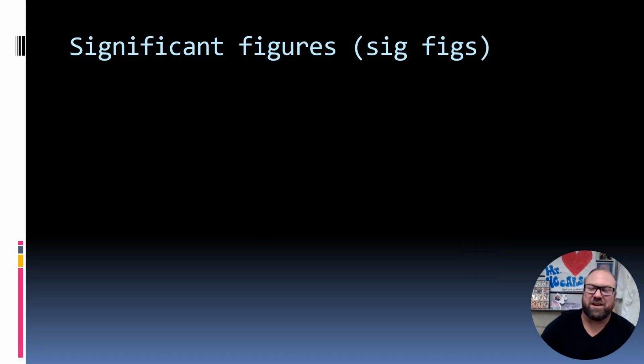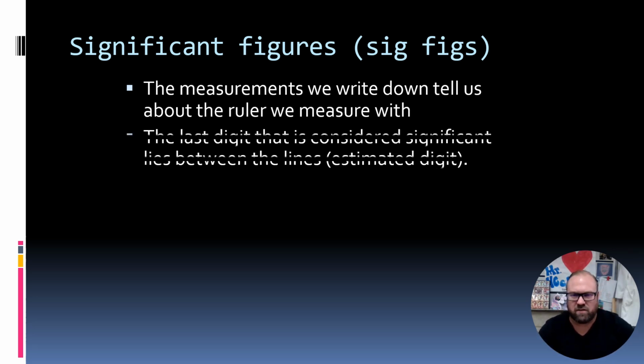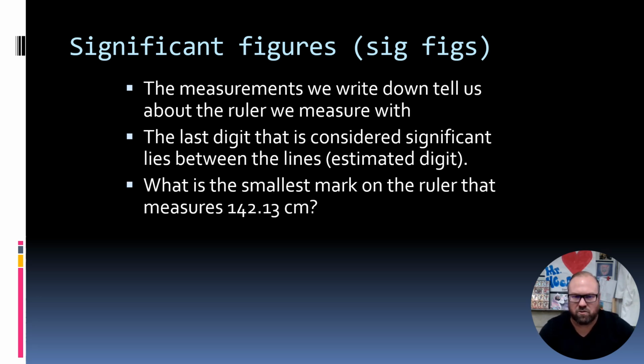Oh, hi everybody. So let's move on to another example. The measurements we write down tell us about the ruler we measure with, right? So one of the problems is many young students, when they first get into this, they tend to look at a ruler and they think they're reading the number off the ruler correctly, but they don't write it down correctly because they're not thinking about sig figs and the smallest lines of measurement on the ruler that they're using for their activity or whatever process they're going through to measure.